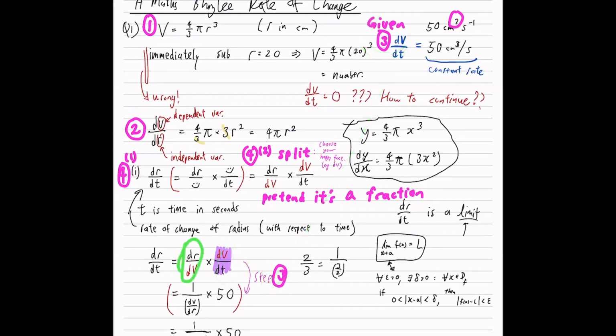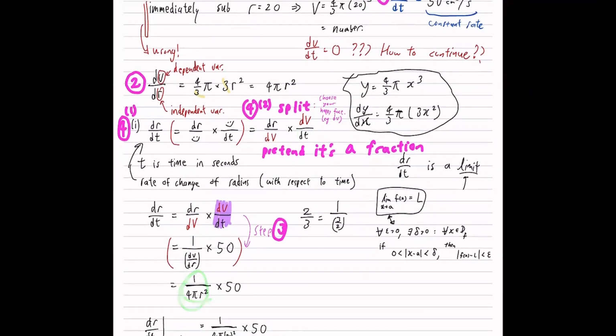Then how do you get the dr by dv? How do I get the 1 over 4 pi r squared? You change dv over dr to the bottom. Then you sub in 4 pi r squared. Where do you get 4 pi r squared from? You get it from step 2, from differentiating. Very good.